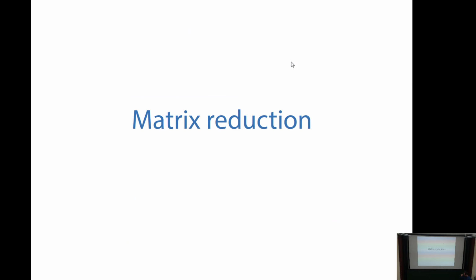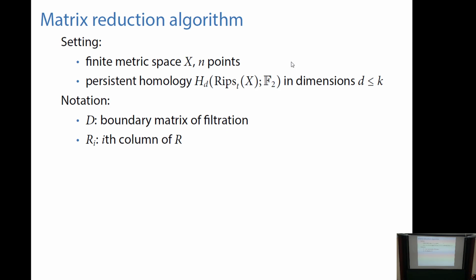Okay, so I will tell you a little bit about the main algorithmic idea behind this persistence computation in the form of a matrix reduction algorithm. As I said, we are starting with a finite metric space of n points, and we want to compute the persistent homology of the Rips filtration. So we're setting up the boundary matrix for the last complex in the filtration, the full simplex if you don't stop earlier. D is the boundary matrix of this filtration.